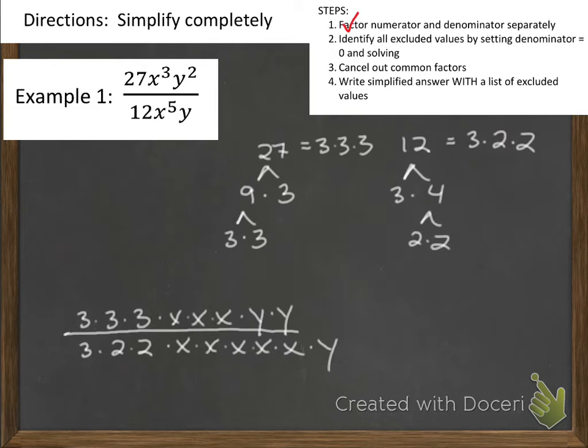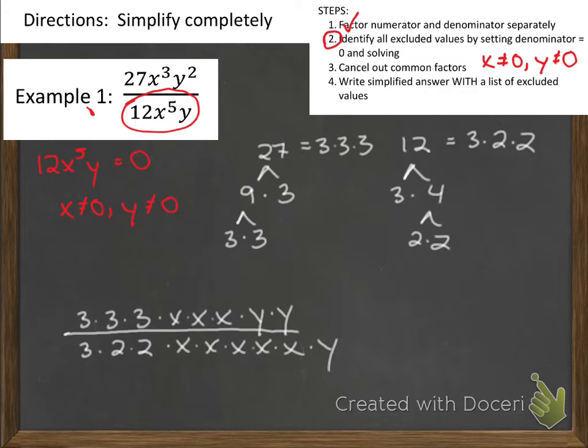Before we get all excited and start canceling things out, the first thing we need to do is identify our excluded values. In other words, I have to set this denominator equal to 0, 12x to the 5th y equals 0, and solve it. Well, the only way that 12x to the 5th y equals 0 is either if x is equal to 0 or if y equals 0. So these are our two excluded values. Let's just write that over here. X can't be equal to 0 and y can't be equal to 0. We'll just make a note of that.